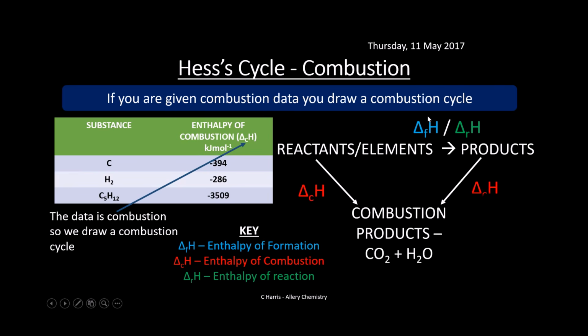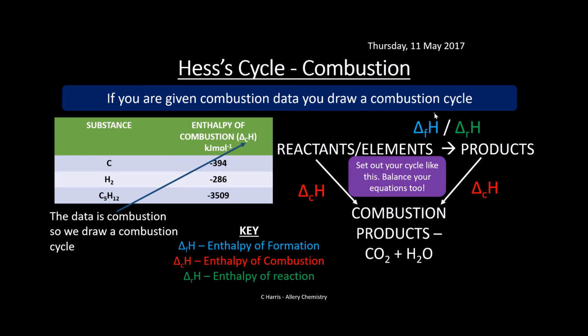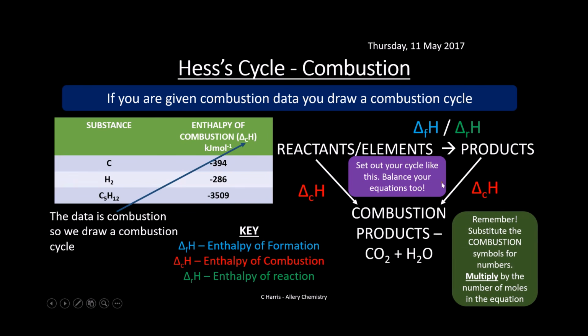Now, combustion cycles always have combustion products at the bottom. Carbon dioxide and water, we assume it fully combusts. Enthalpy change of combustion is obviously on there, and notice the arrows are now pointing down for enthalpy of combustion for the combustion product. Okay, so remember what we have to do, just like with the formation, substitute your numbers in where these bits are, and then multiply by the number of moles in the equation.